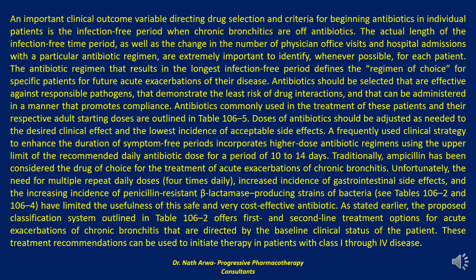As stated earlier, the proposed classification system outlined in Table 106.2 offers first- and second-line treatment options for acute exacerbations of chronic bronchitis that are directed by the baseline clinical status of the patient. These treatment recommendations can be used to initiate therapy in patients with Class 1 through 4 disease.